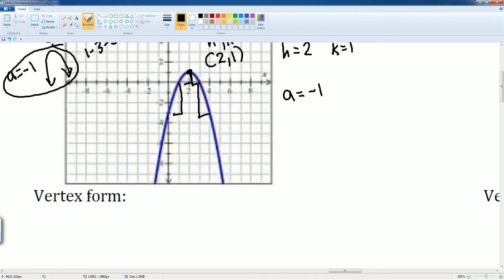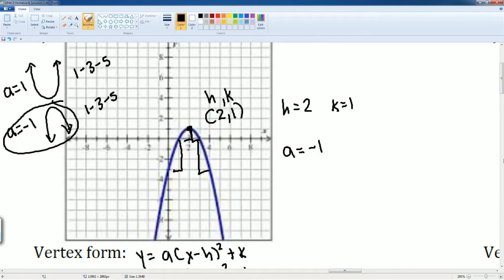Okay, so now you can just write it in vertex form. Vertex form is y equals a(x minus h) squared plus k. So y is equal to negative 1 parentheses (x minus 2) squared plus 1.